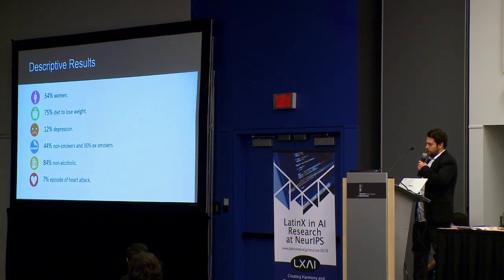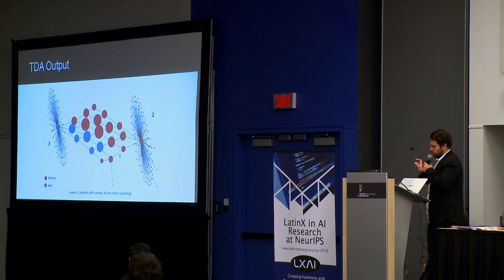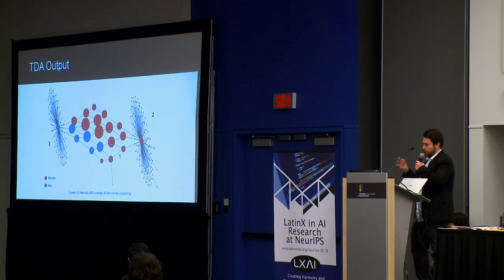So these are only clinical results. I think this is not important for this presentation. And this is the most important thing for the presentation. This is the TDA that I had after the analysis. We can see a big group in the center and a few small groups on the different sides.